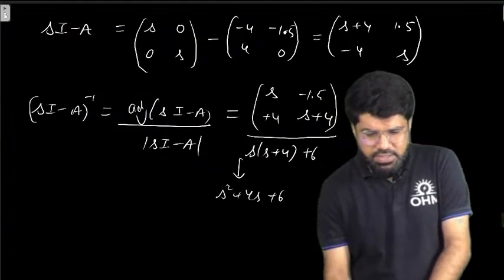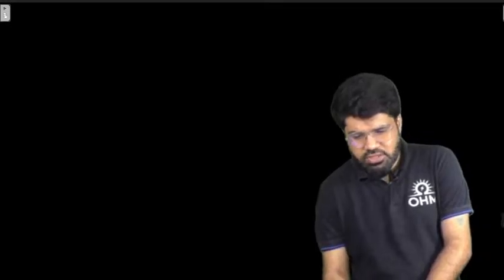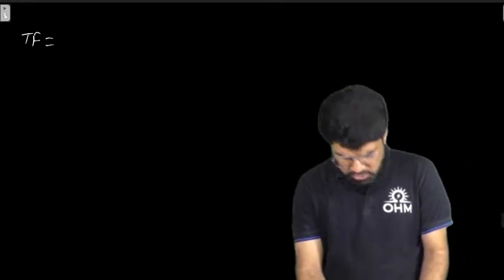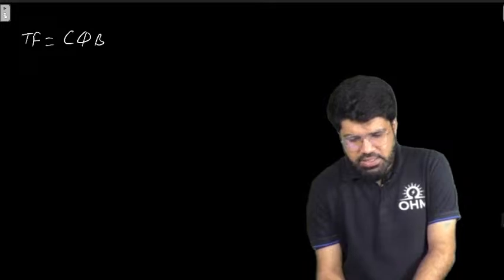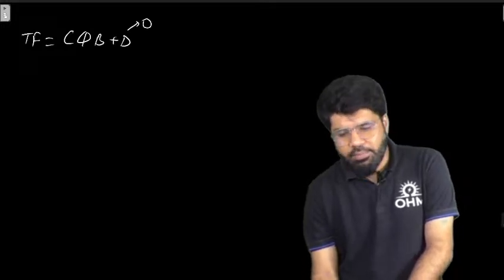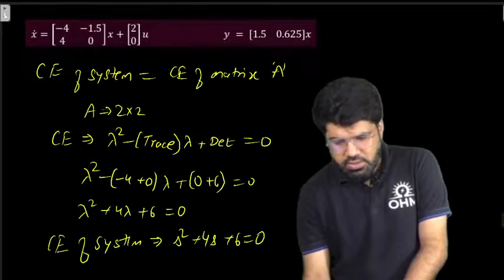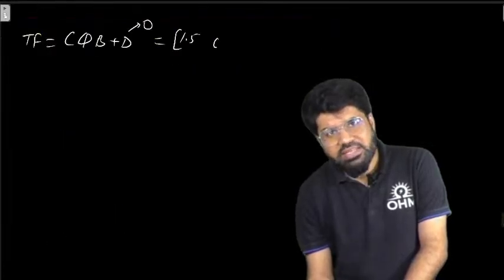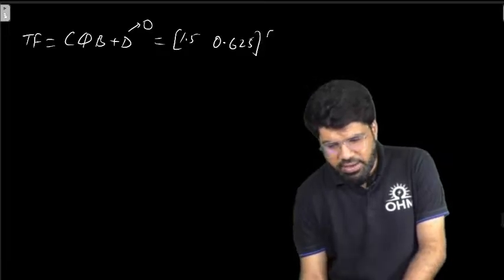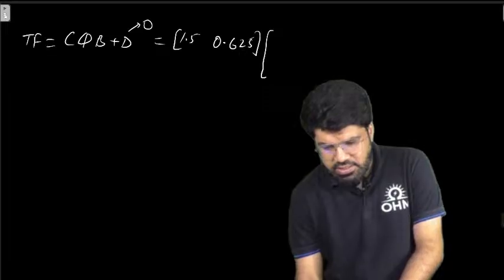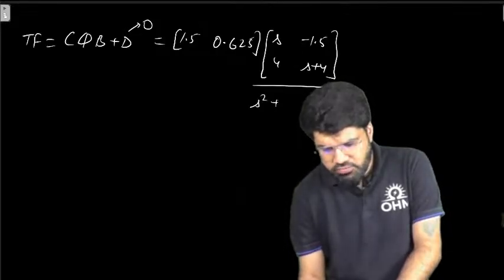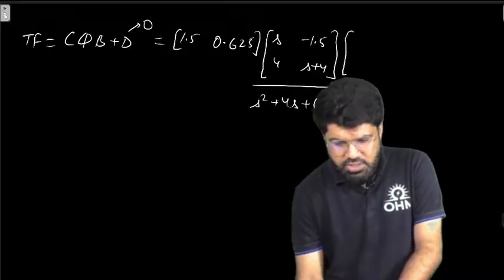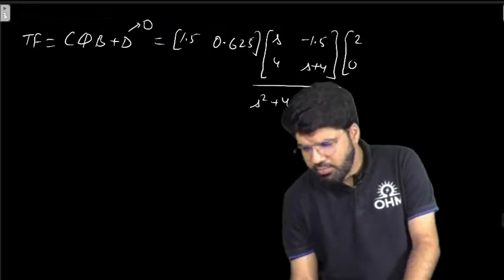So the next step, as I told you, is the transfer function equal to C phi B plus D. As I already mentioned, D is 0. But what is C? C is 1.5, 0.625, multiplied by the phi matrix. What is the phi matrix just now obtained? s minus 1.5, this is s plus 4, and this is 4, whole divided by the denominator s square plus 4s plus 6, into the B matrix. And what is the B matrix? 2 and 0.